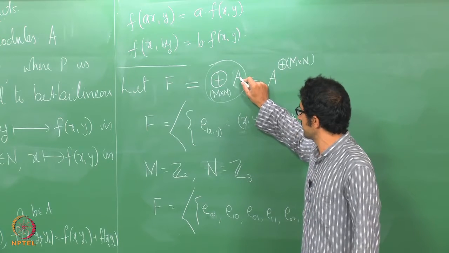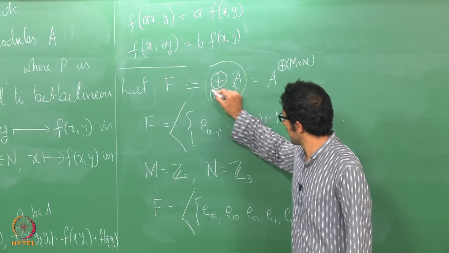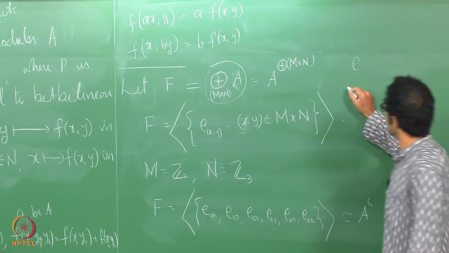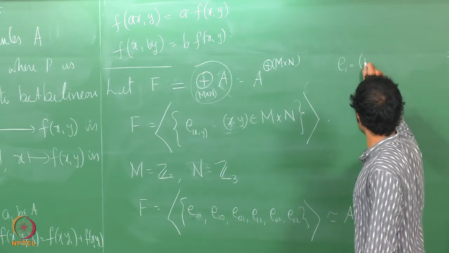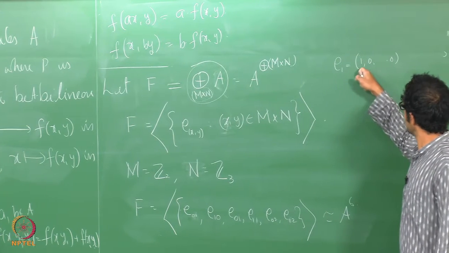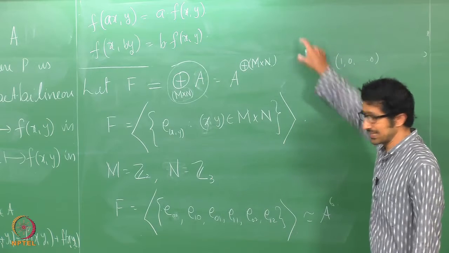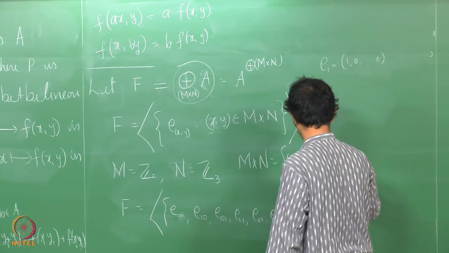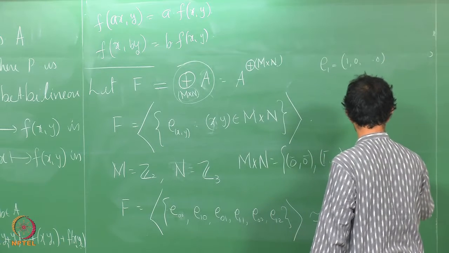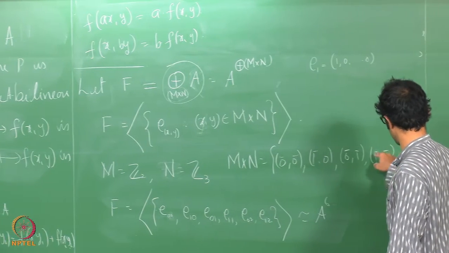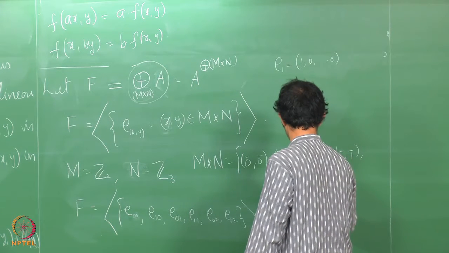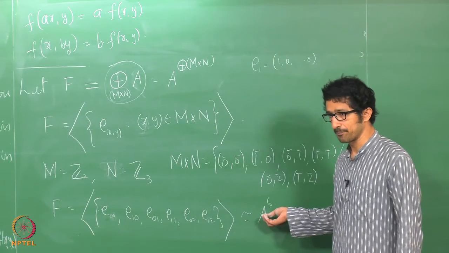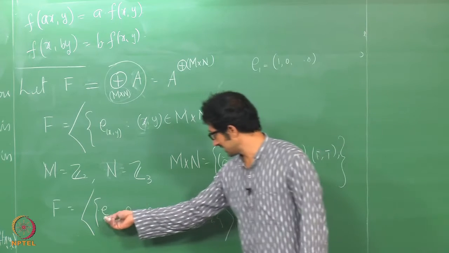Okay. I am taking as many copies of A as the number of elements of M cross N. Here I am just indicating what E is. In the standard vector space Rn, E1 is 0, where this is 1 on the first entry. If I write this M cross N like this, 0 bar 0 bar, 1 bar 0 bar, 0 bar 1 bar, 1 bar 1 bar. Here these two bars are different, so one should be careful with that. 0 bar 2 bar, 1 bar 2 bar. So for each element I have a copy of A. Okay. So this is the basis for that.